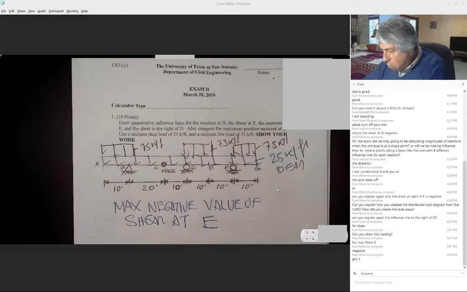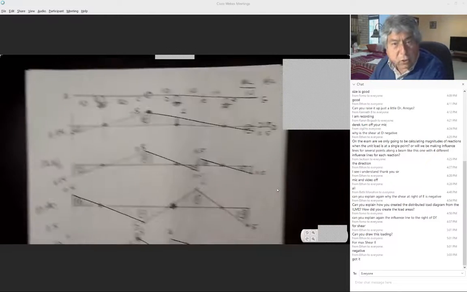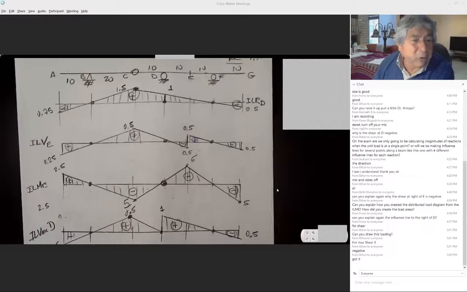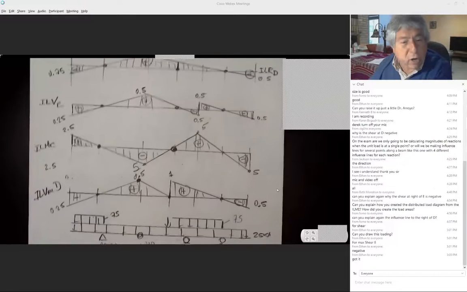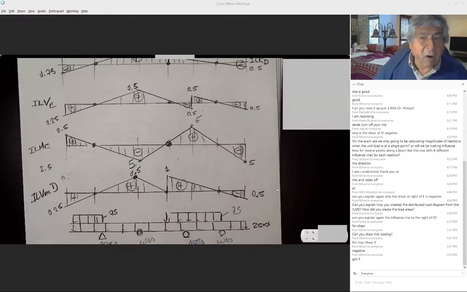So no matter what they ask you, this picture tells you exactly where to place the load. The dead load has to be all over. But the live load, we play with the live. If they want positive, we put the live load on the positive. If they want negative, we put it on the negative. So exactly where the load goes is exactly how the influence line looks.